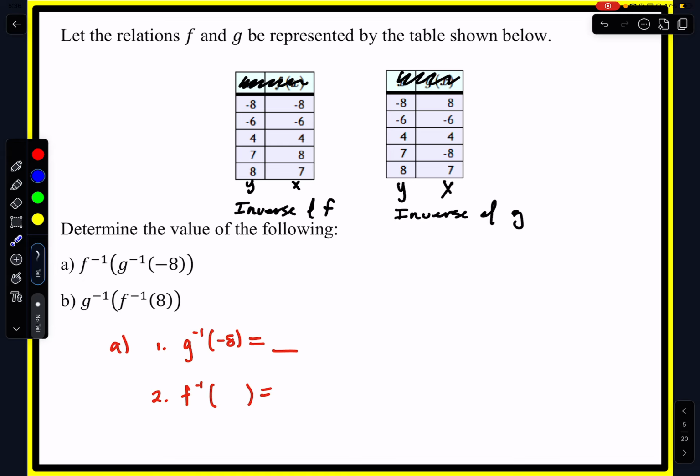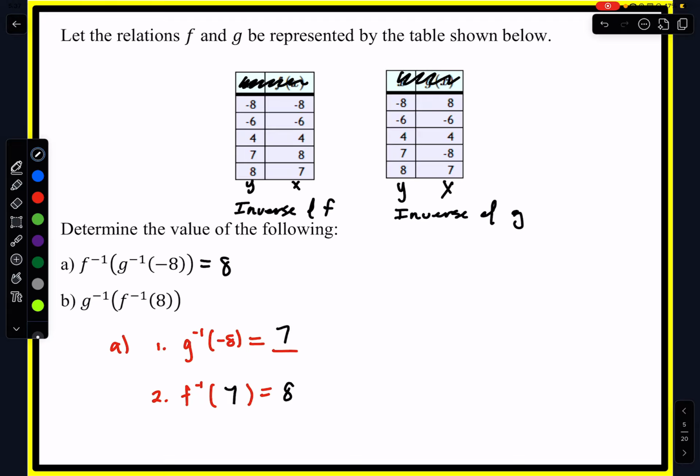So again, for part A, like I mentioned earlier, we want to do these two steps. First we want to look at the inverse of g, which is this table right here, and we're going to plug in -8. So this will make the x value -8 and the output value 7. So our answer here would be 7. We're now going to use that 7 as the input value to the inverse of f. So the inverse of f would be this table where these are the x values, and here are the y values. So we're going to look at the x value of 7, and we see that the y value is 8. So the answer to part A equals 8.